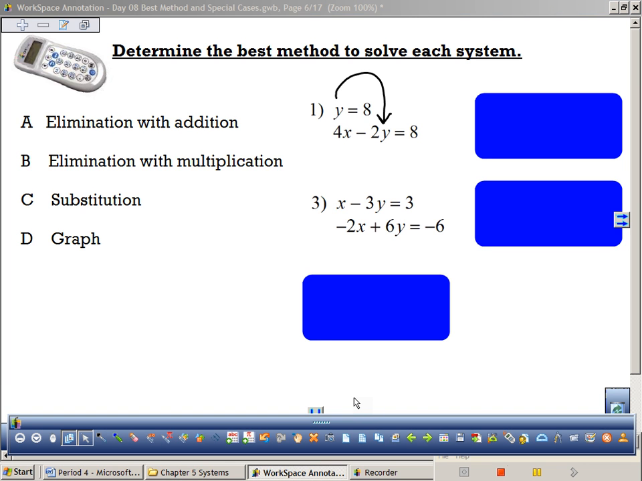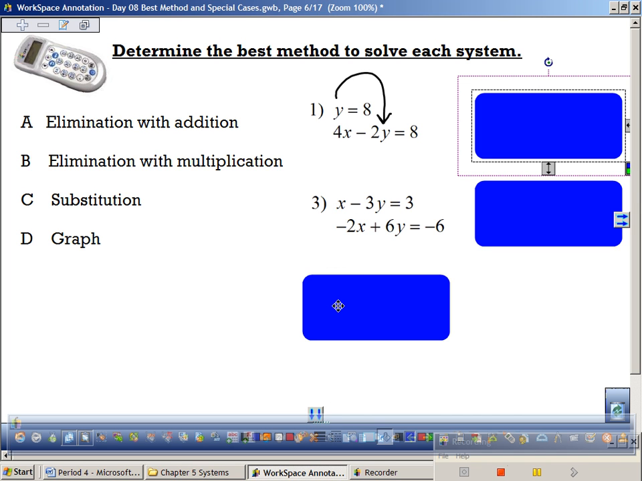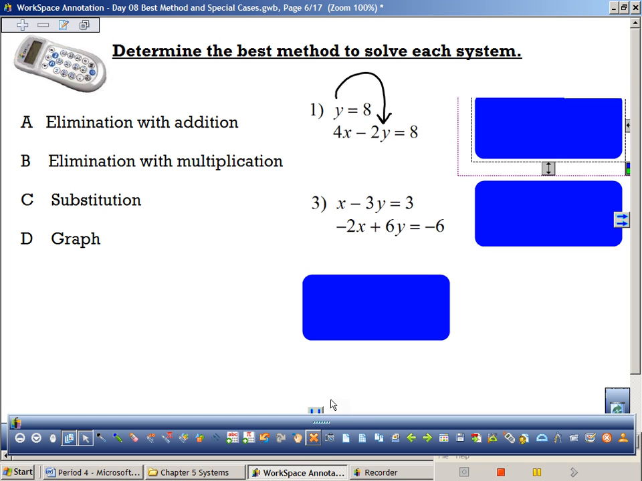Caden? Elimination with multiplication, that would work. Good. What else could you use? Substitution, right? How would you use substitution? Add 3y to both sides, then you got an x equals, right? Solve for one variable.